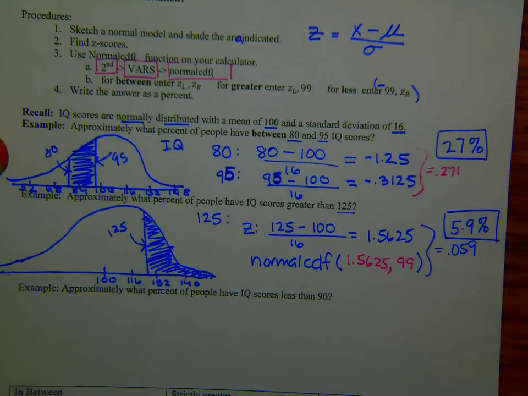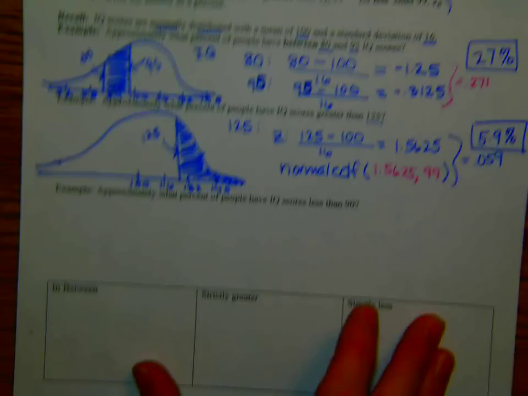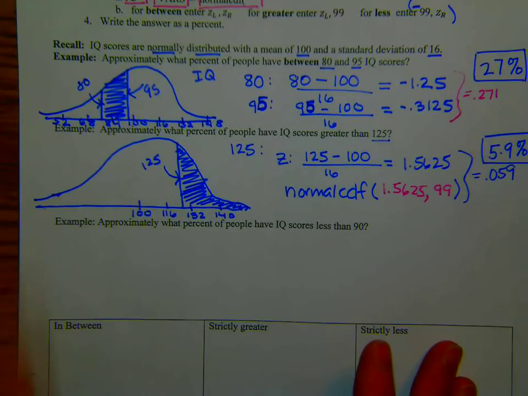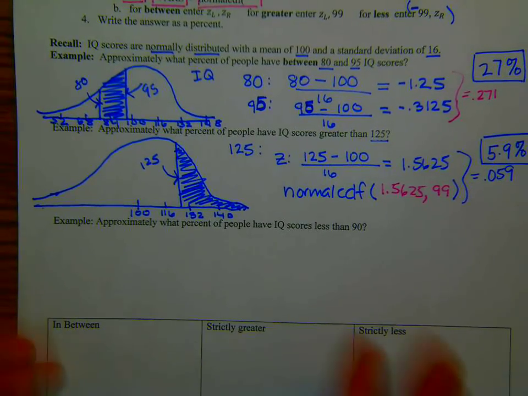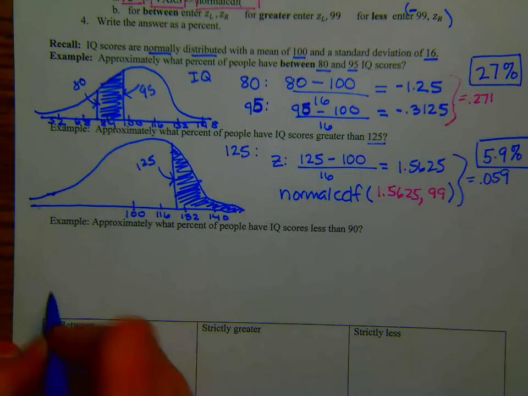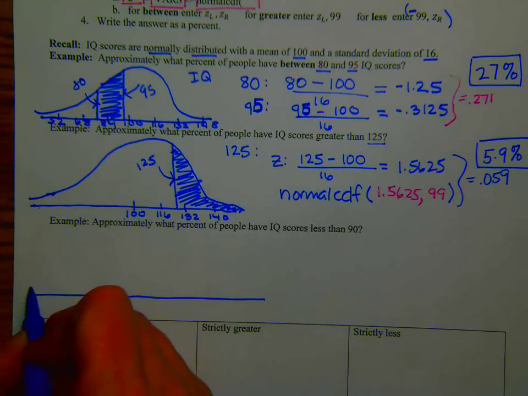5.9%. Okay, one more time. Let's do the other type of example. Approximately what percent of people have IQ scores less than 90? Okay, less than 90. So one more time, following our 4-step process, we draw the normal curve.